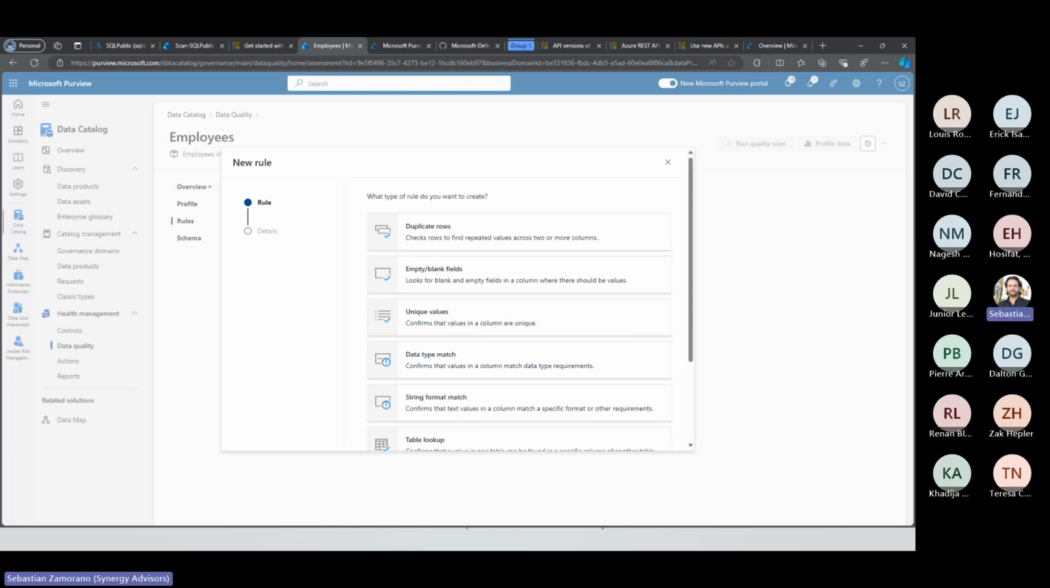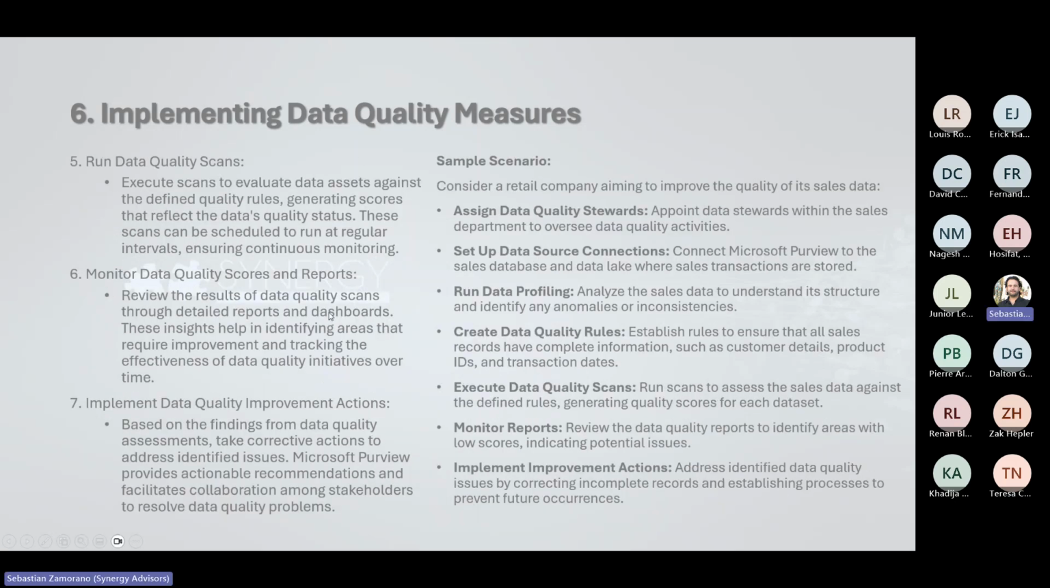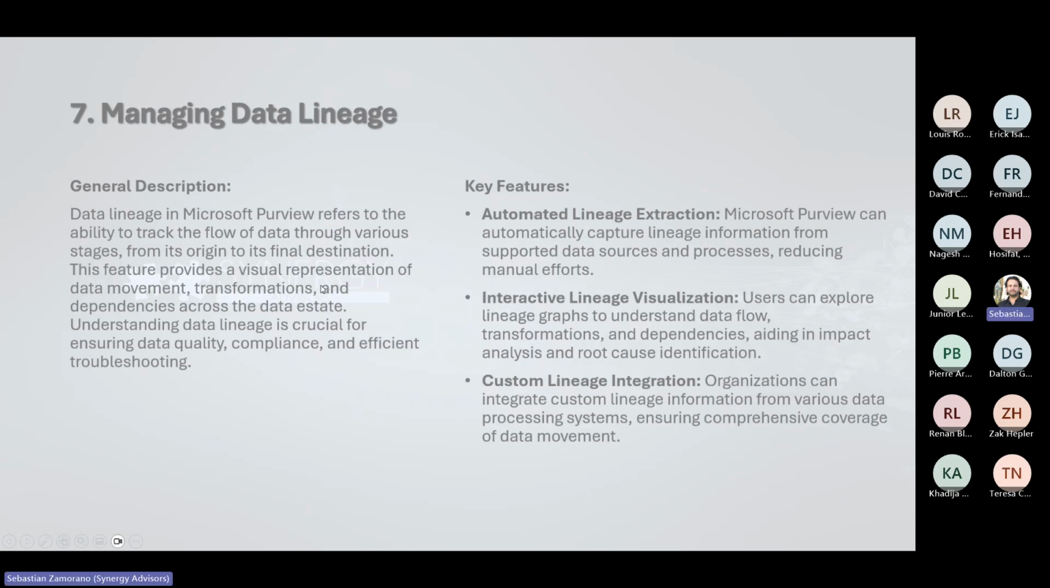Let me continue with the presentation. We are almost on time. Here we are talking about the data quality measures that we were discussing. The other big deal is the data lineage. This is something that we need to first set on the Purview map, the Purview data map.